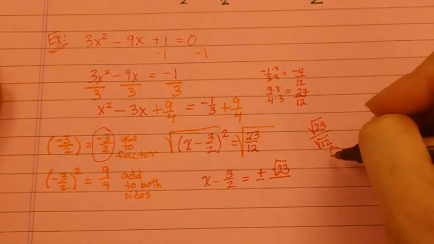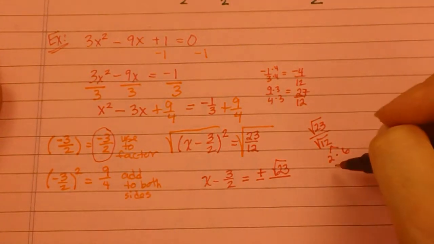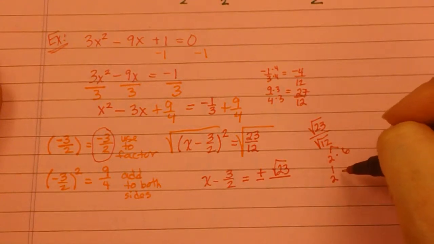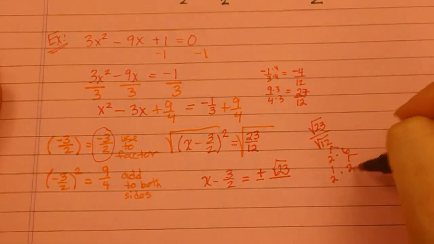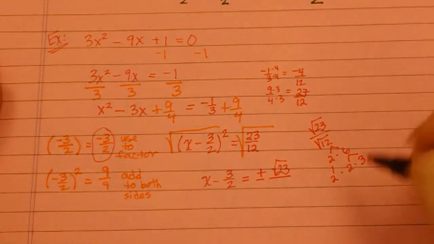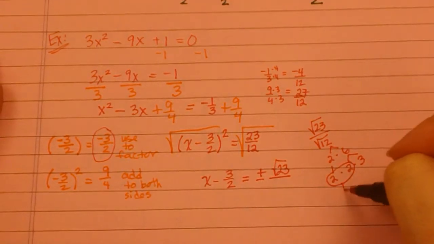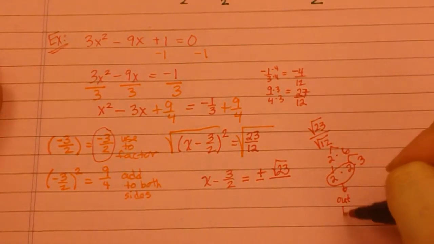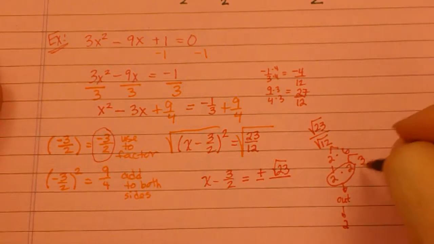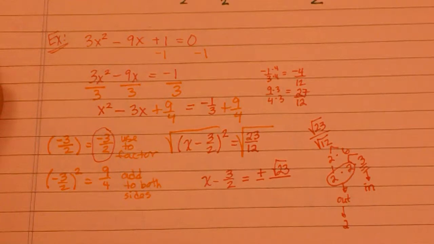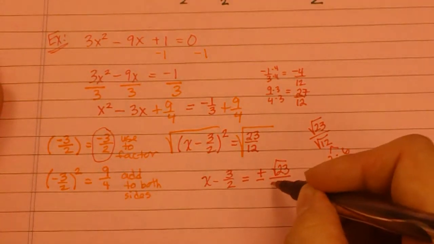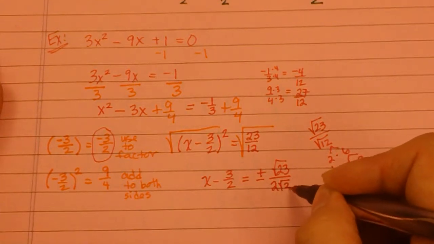12 would be 2 times 6. And the 2 doesn't break down, but the 6 breaks into 2 times 3. So I have a pair of 2's that comes out and turns into a 2. And then I have this 3 that stays in the radical. So I'm going to have 2 outside the radical and 3 inside. So this will be 2 square roots of 3.